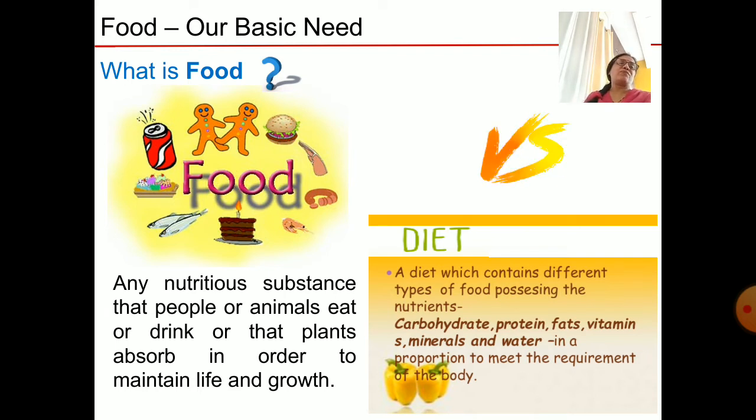Even plants prepare food. And what is diet? A diet is the food that we eat every day, right? That we eat every day is called diet, and the diet also contains the nutrients. The five nutrients which I told: carbohydrates, proteins, fats, vitamins, and minerals, and also the roughage and water. So that should be there in the diet, in the proportion required by the body.